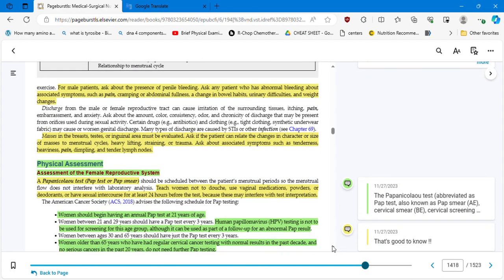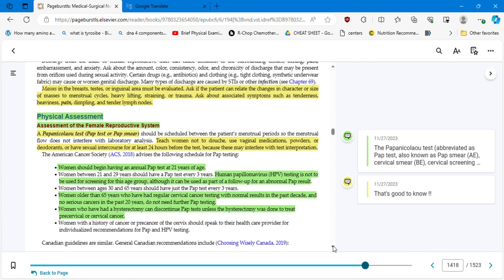Masses in the breast, testes, or inguinal area must be evaluated, as well as whether the patient can relate changes in character or size of masses to menstrual cycles, heavy lifting, straining, or trauma. Ask about associated symptoms such as tenderness, heaviness, pain, dimpling, and tender lymph nodes.